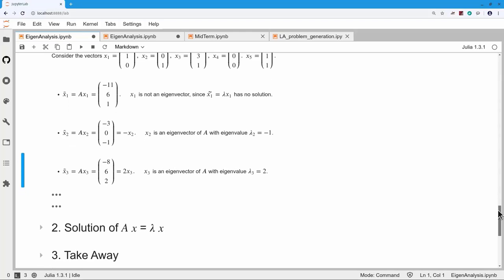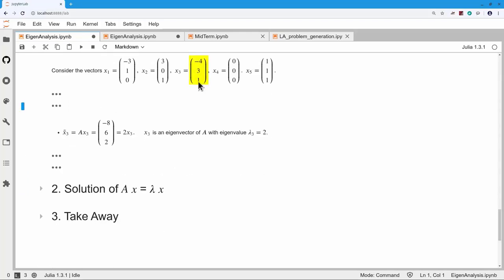The next example is minus 4, 3, 1. And what we get is minus 8, 6, 2. And when we check, we see that that is indeed 2 times x3. So that vector x3 is also an eigenvector of A, and its eigenvalue is equal to 2. So I have an eigenpair, 2, and the vector minus 4, 3, 1.